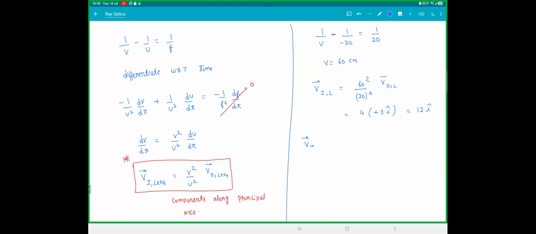So velocity of the image with respect to the ground frame, in x-axis, I'll put a small subscript x, so this is only in x direction, will be velocity of the image with respect to lens plus velocity of the lens with respect to the ground. Everything in x direction. This would be 12 i cap, and the lens itself is going backward, minus i cap. So this is actually 11 i cap. This gives you a horizontal component. If the object was going on the principal axis, the question would have got over here.